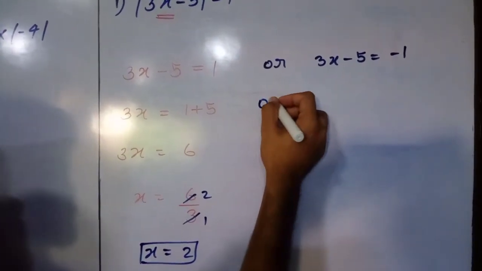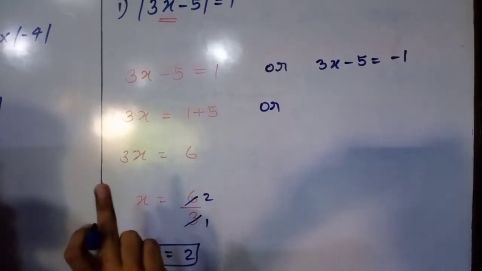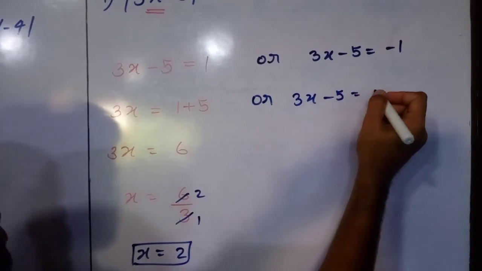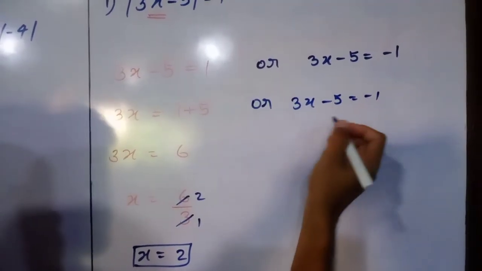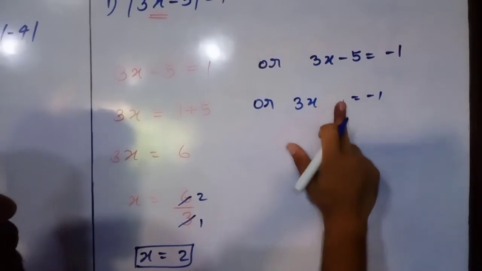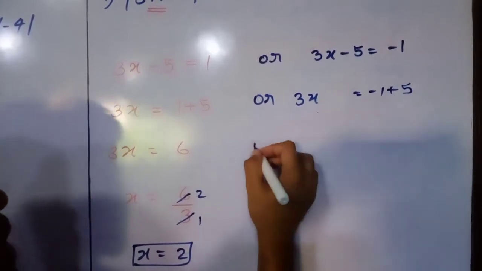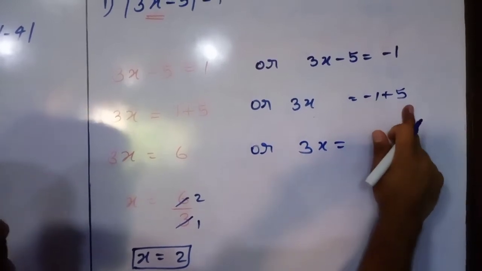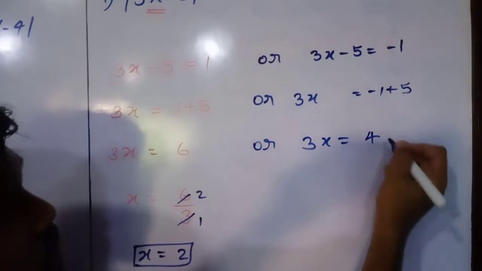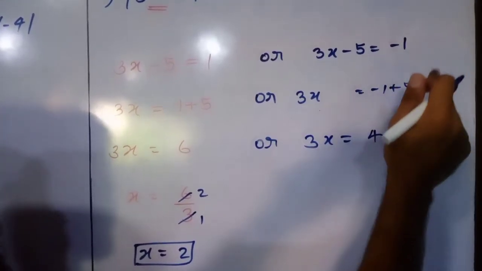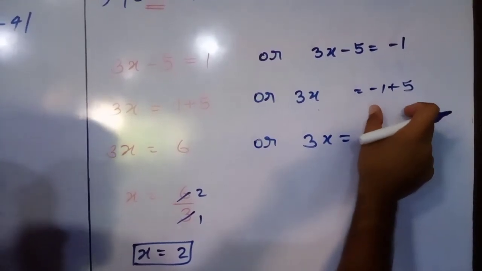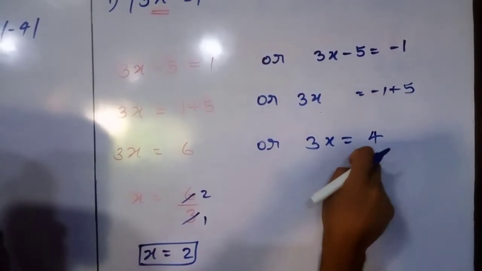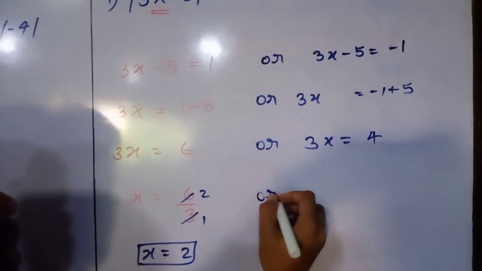Now the second way. Once we took the positive, now negative. 3x minus 5 is equal to minus 1. So let's take this 5 to the other side, that will become plus 5. So 3x is equal to minus 1 plus 5, will become plus 4. One number is negative, another is positive. We have to do the subtraction and take the sign of the bigger number. So 5 minus 1 is 4, and the bigger number is plus, so we write it over here.